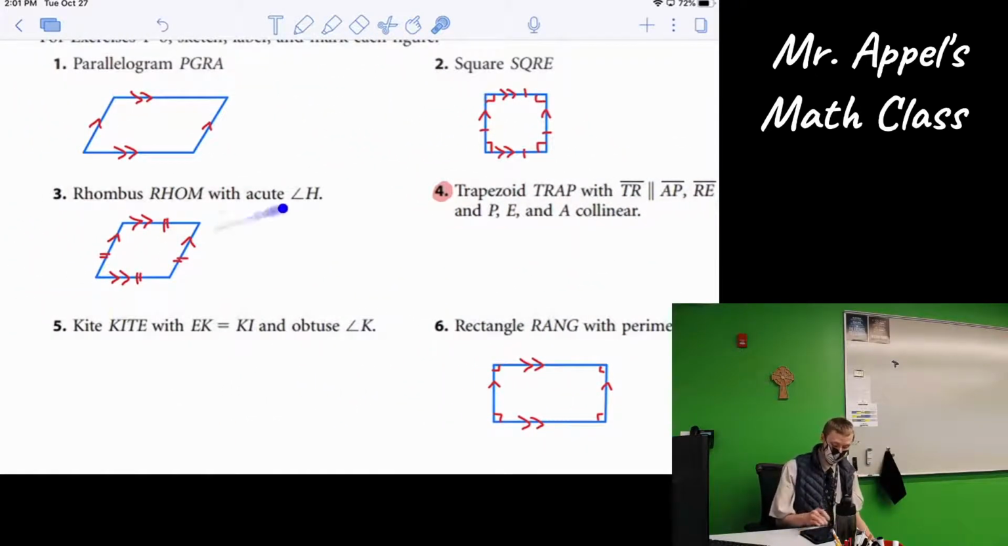Right. All four of these are parallelograms. These three are just more specific types of parallelograms, depending on what you force to be congruent. Make the sides congruent, you get a rhombus. Make the corners, the angles congruent, you get a rectangle. And if you do both, you get a square. So a square could be described as a rectangular rhombus or a rhombic rectangle. It's both.